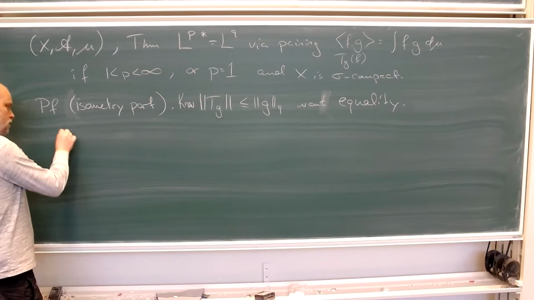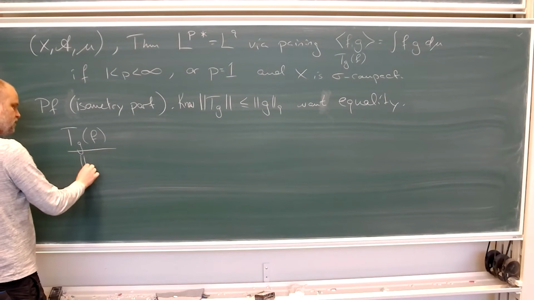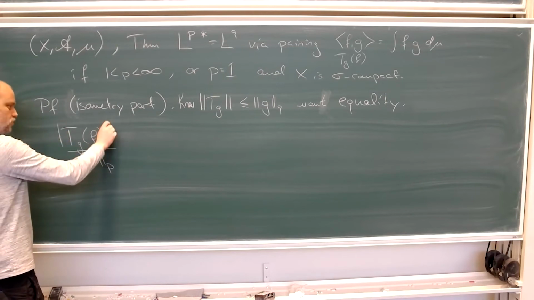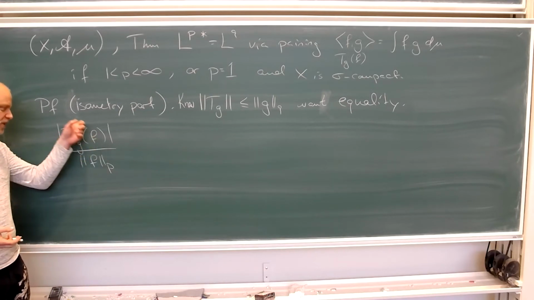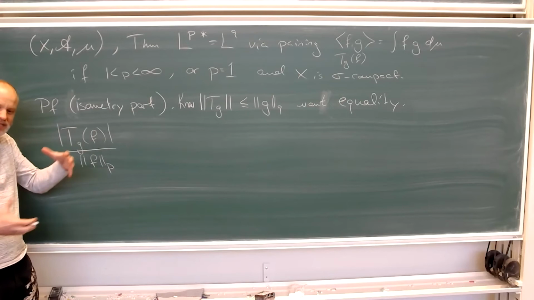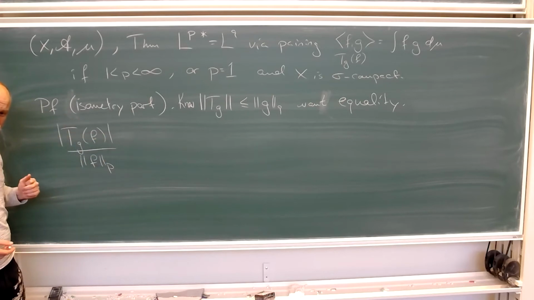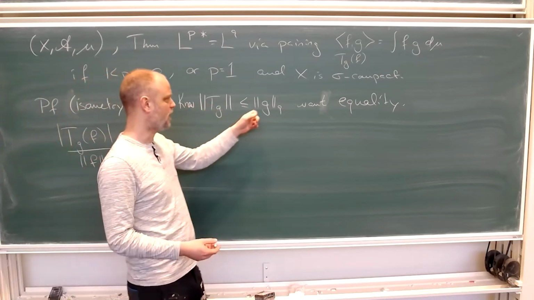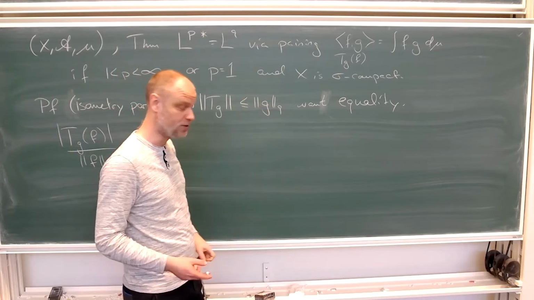So I'm considering Tg(f) divided by the norm of f in the p norm, with modulus here. And I want to pick an f such that this is somehow as big as it possibly can get, right? To maximize this quotient. I know I can't get bigger than this, so I want to get that value.